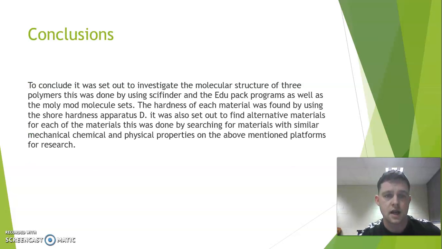Conclusion: to conclude, it was set out to investigate the molecular structure of 3 polymers. This was done by using SciFinder and EduPack programs, as well as the Molymod molecular sets for better understanding. The hardness of each material was done by using the Shore Hardness apparatus D. It was also set out to find alternative materials for each of the materials. This was done by searching for materials with similar mechanical, chemical, and physical properties on the above mentioned platforms for research.